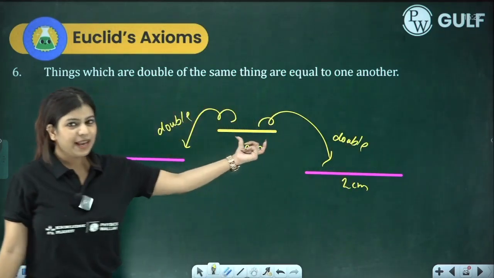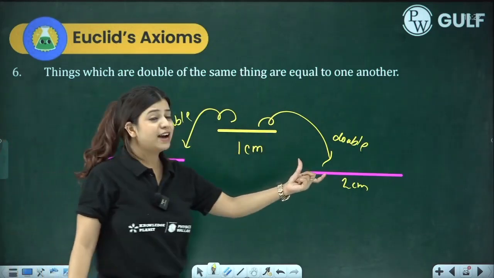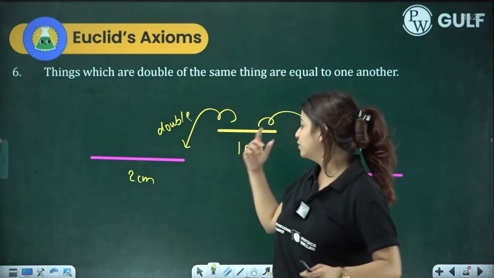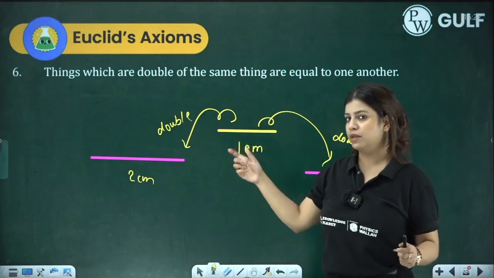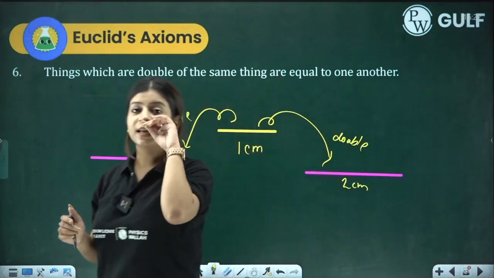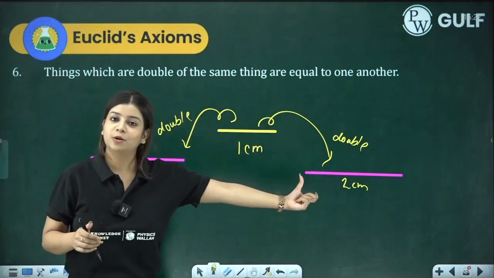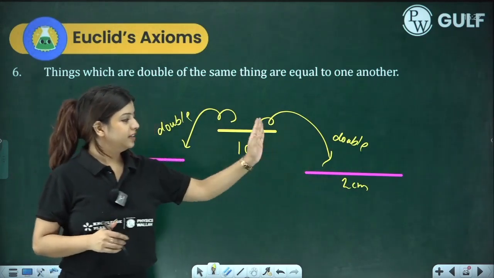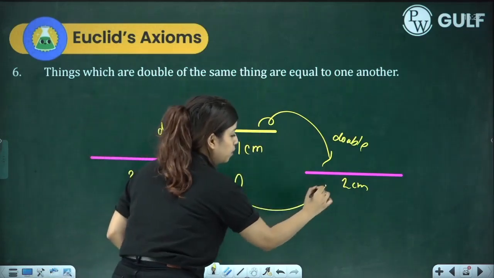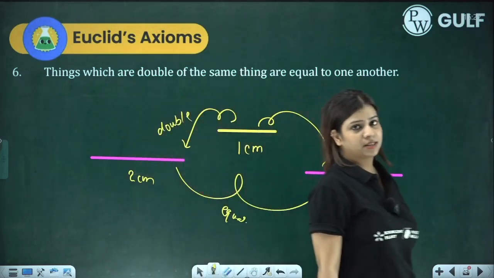Now this was our base, 1 centimeter. Once I have drawn a line segment of 2 centimeter, on the other side I have again drawn a line segment of 2 centimeter. Now what can I say? If this 2 centimeter is double of 1 centimeter and if this 2 centimeter is also the double of this 1 centimeter, so I can clearly say that both of these lines will be equal. If both of them are double of this, both of them individually will be equal to one another. This is what axiom 6 states.